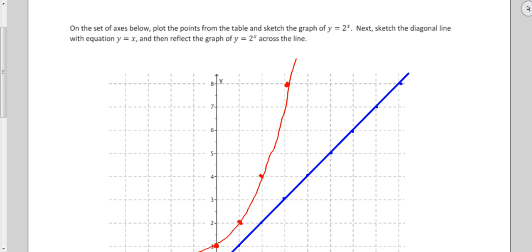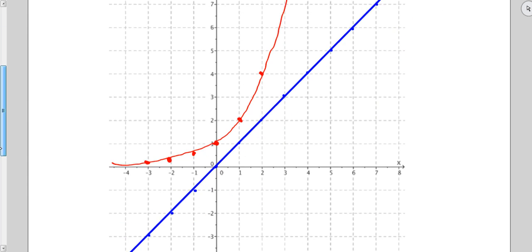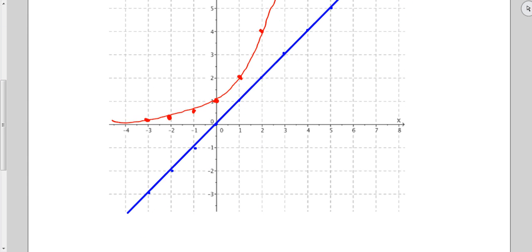Now we did this part, and then we're going to say it wants us to do this. It wants us to reflect the graph of y equals 2 to the x power across the line. What do they mean by that? Here's what they mean by that. Check this out.